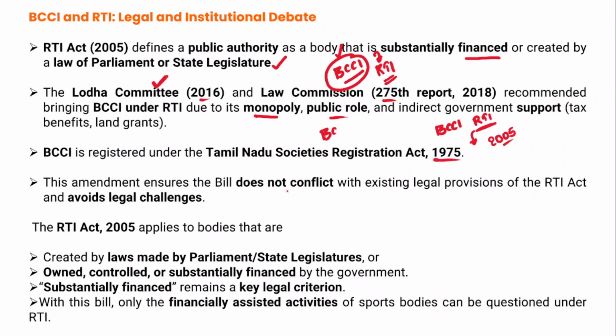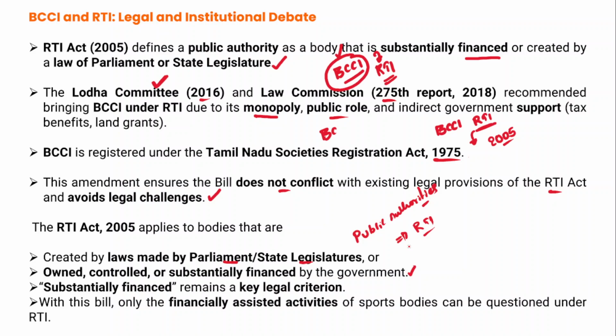And this amendment ensures that the bill does not conflict with the existing legal provisions of the RTI Act and avoids any legal challenges also. However, let's understand the bodies to which the RTI Act of 2005 applies. Those are the bodies created by the laws of the Parliament and state legislature. They would be classified as public authorities, and they would be brought under the RTI Act. And other types of bodies which are owned, controlled or substantially financed by the government will also be brought under the RTI Act.